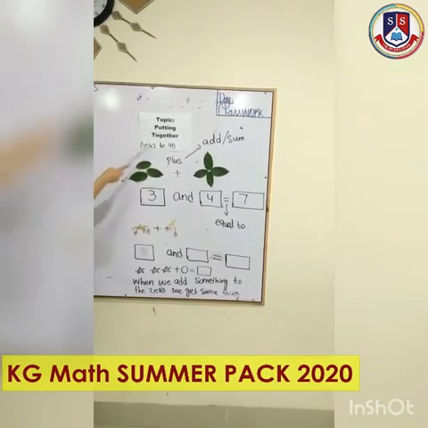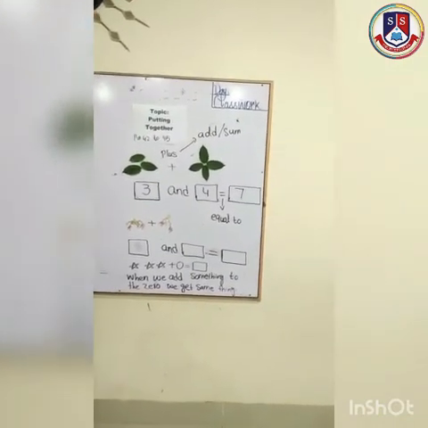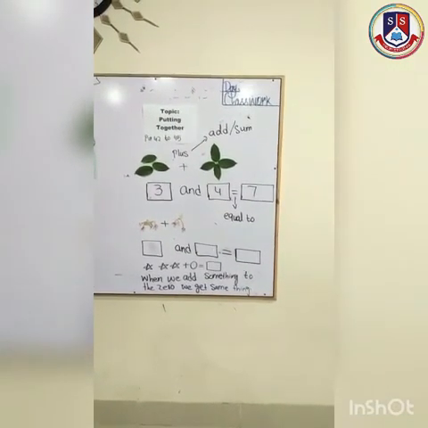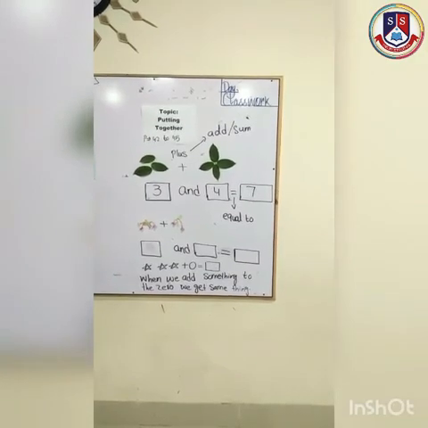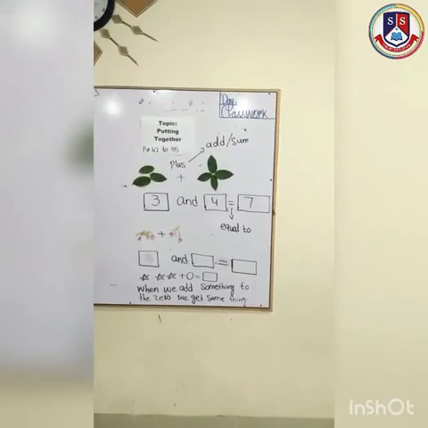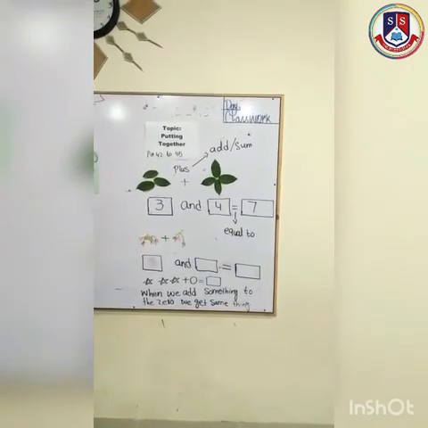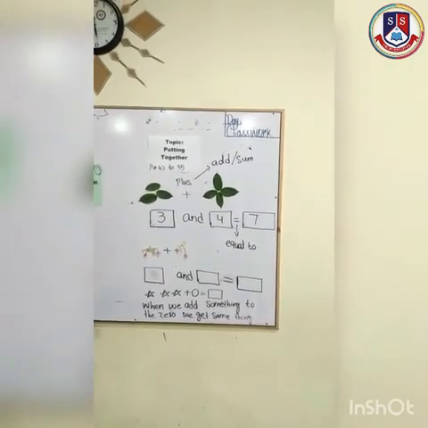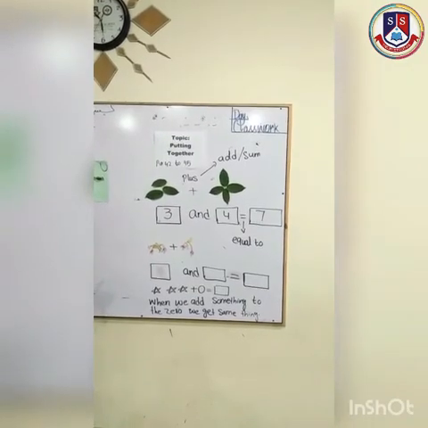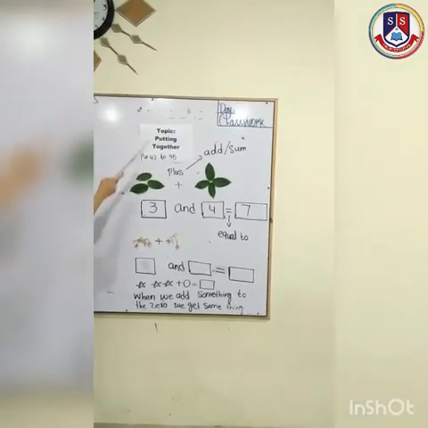Today our topic is putting together. Putting together means to add something, to combine something, to plus something, to total something, and all together something. When we add, when we combine, when we put something together with another thing, it is called total, it is called sum, it is called addition, it is called plus.